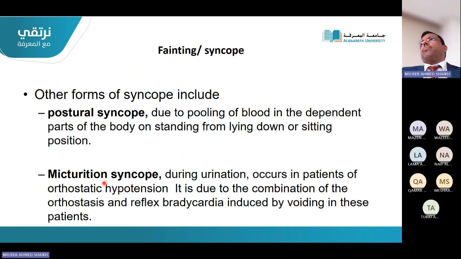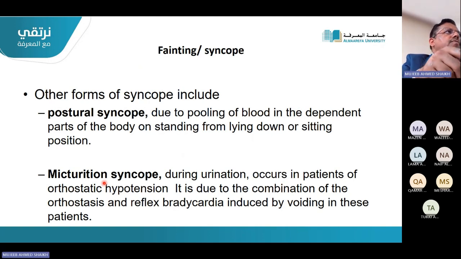Other forms of syncope are postural. As I told you, if you change your posture from lying down or sleeping position to standing, suddenly you will feel dizzy and lose consciousness. This is postural. Mainly, this is in a person who is having either hypovolemia or maybe they are taking some drugs related to some disease, maybe a hypotensive drug, the drug which will cause hypotension. This will cause postural hypotension and this will lead to postural syncope.